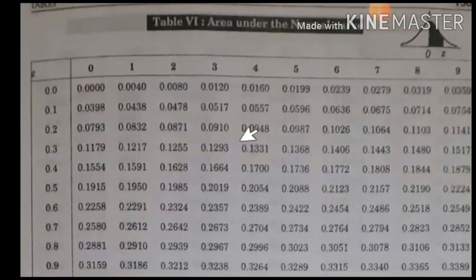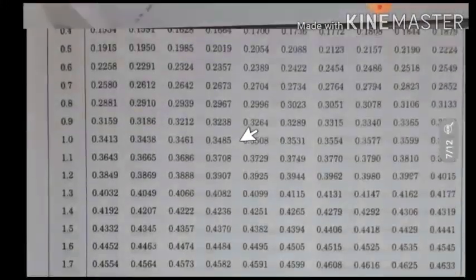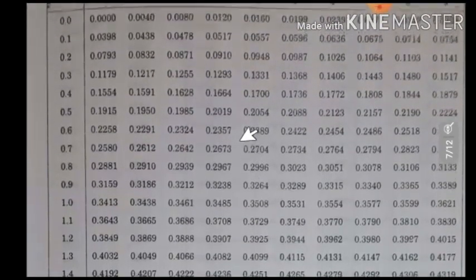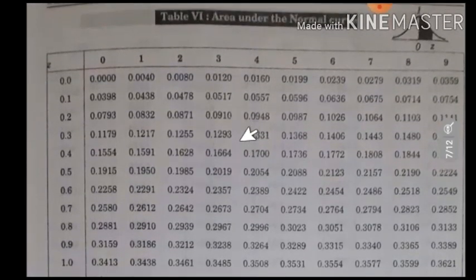Now we will discuss some problems related to normal distribution. Before going to the problems, as we discussed in the previous video, the normal curve represents area bounded between the curve and initial line.